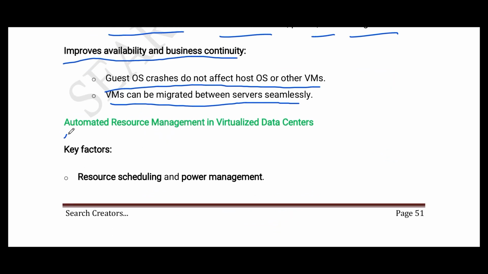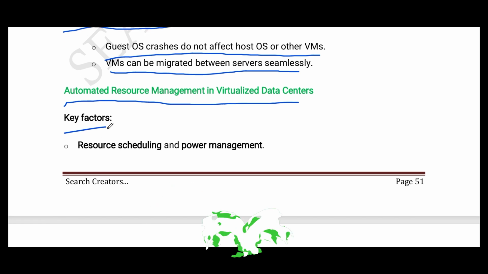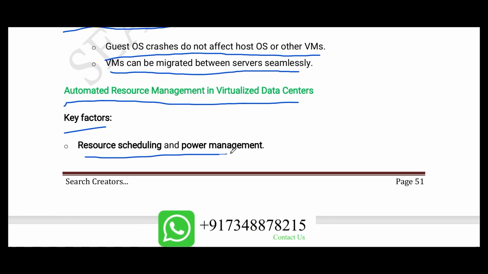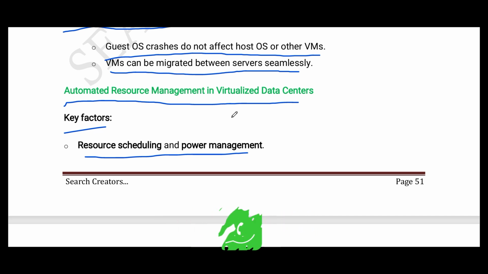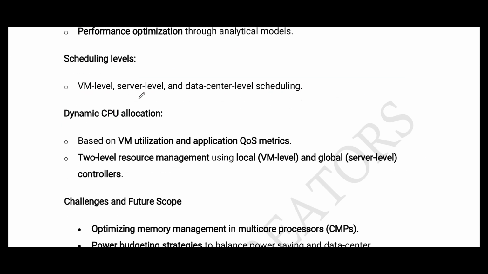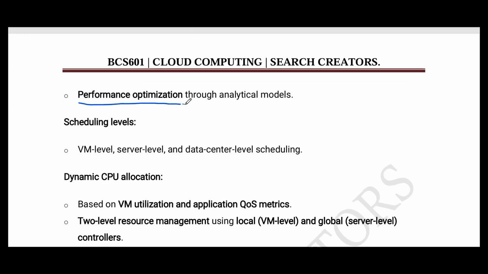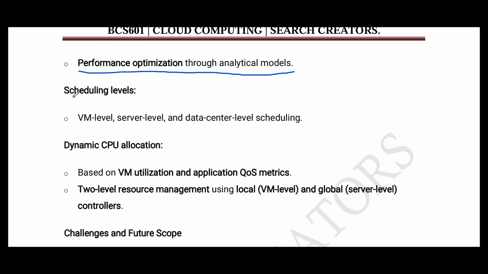Next is automated resource management in virtualized data centers. The key factors are resource scheduling and power management. Next is performance optimization through analytic models. Performance optimization can also be done through analytic models. Scheduling at different levels, like VM level, server level, and data center level, can be done.